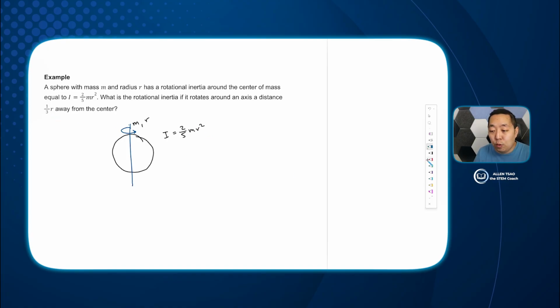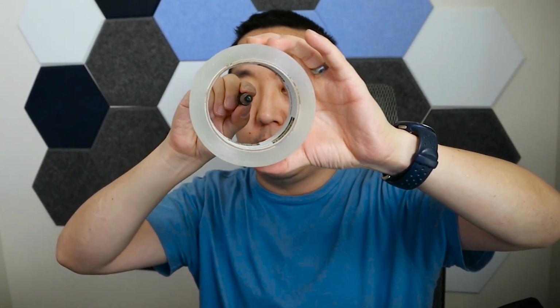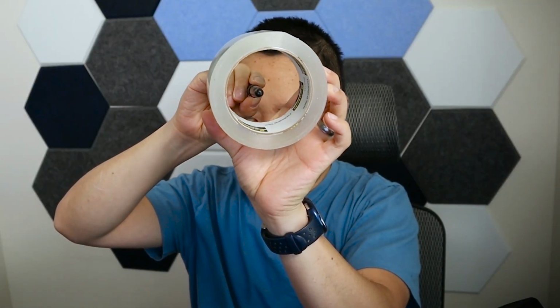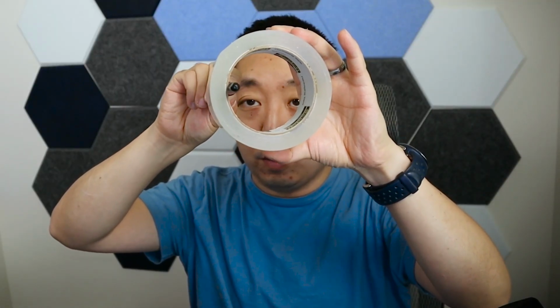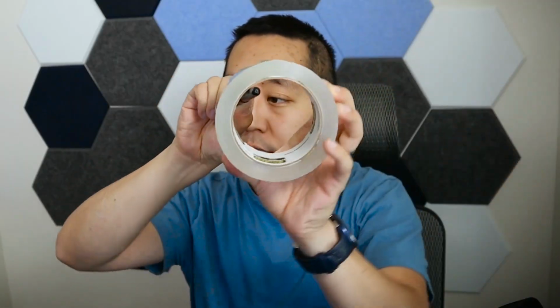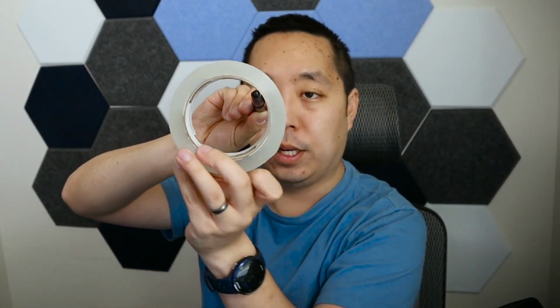What if I rotate it instead around a different axis? Rather than putting it right through the center of it, I rotate it around a different line that's a distance 1/3 r away. Like when you revolve something around a different axis, for example this cylinder, this piece of tape here, it could rotate around an axis through the center. But then maybe it rotates around a different axis, that's not through the center of mass of the object, but around some other fixed point.